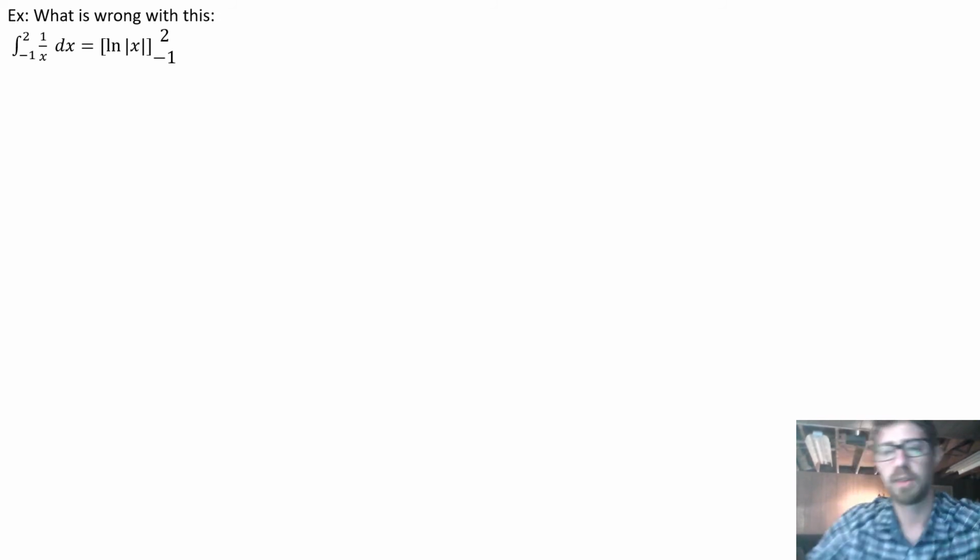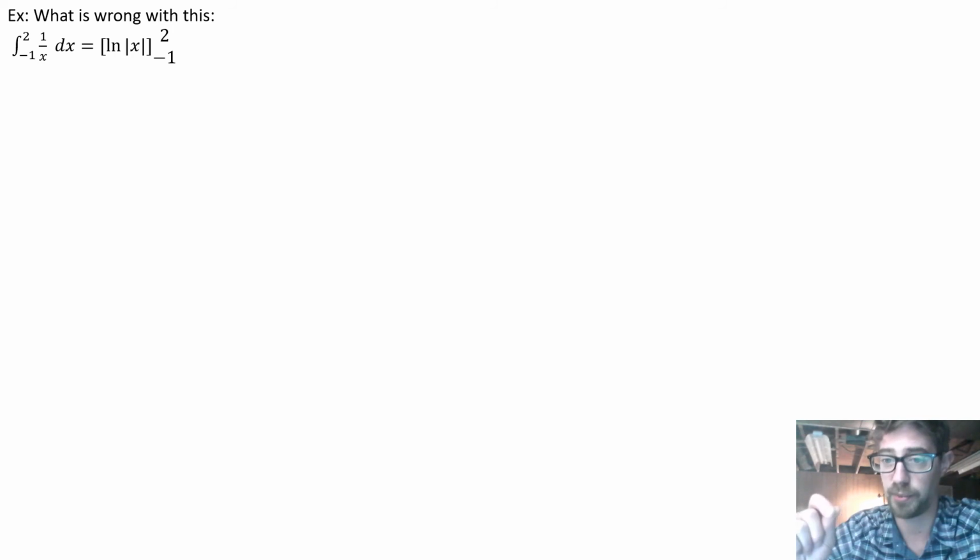But think back to the statement of the FTC part 2. Let f of x be a continuous function on the interval, and that's where the problem lies. So if I ask you what's wrong with one of these, think about the graph of it. The graph of 1 over x has a big old asymptote right at x equals 0, right? So it's not continuous between -1 and 2. So that area just keeps going up to infinity and then down to -infinity.